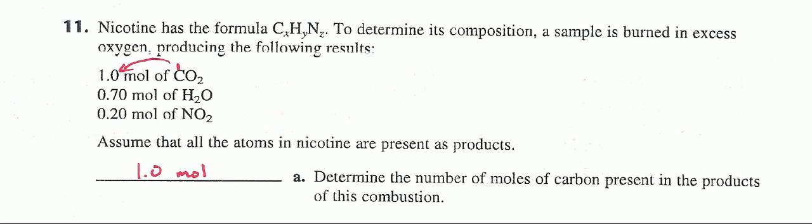Number 11. Here's a multi-parter. Nicotine has the formula CxHyNz. So here we don't know what the ratios are. We just know that there's carbon, hydrogen, and nitrogen. To determine its composition, a sample is burned in excess oxygen to produce the following results.